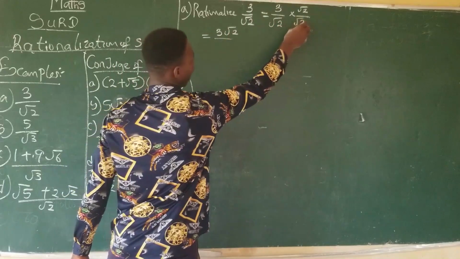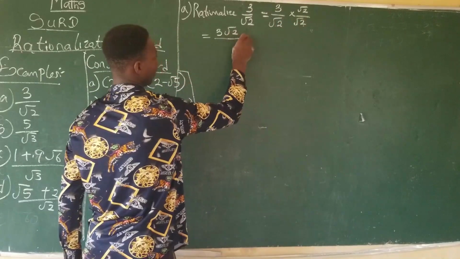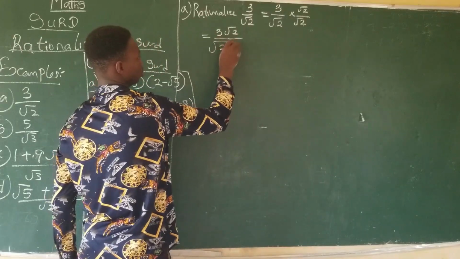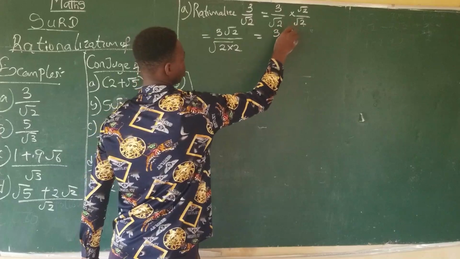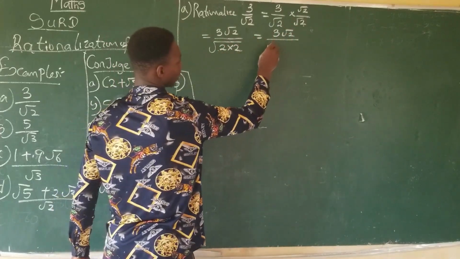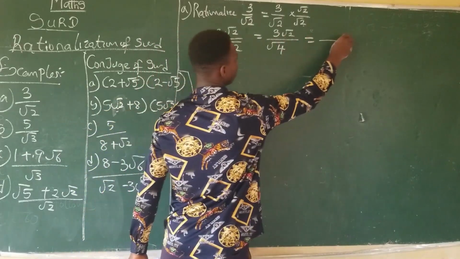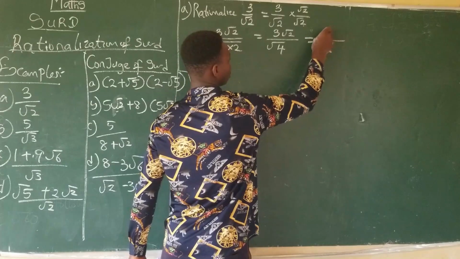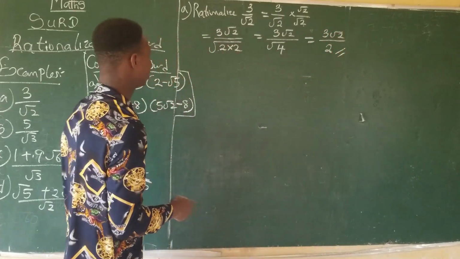Now, from what you have here, you are having a root here, you are having a root here. Pick one of the root and write it out as 2 times 2, which is still the same thing as 3 root 2 all over 2 times 2 is what we have as what? 4. So from here, square root of 4 is what? Is 2. 3 root 2. This becomes your final answer for this question.